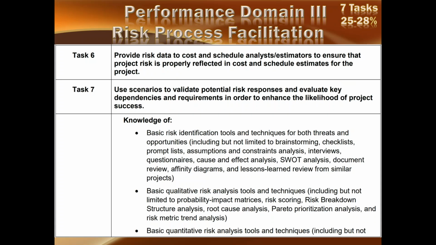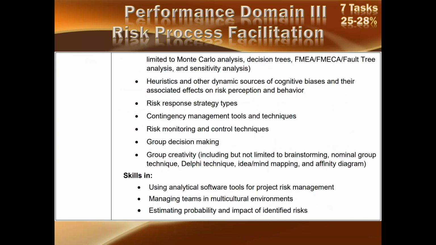Then we have basic quantitative risk analysis tools, which include the Monte Carlo, decision tree. Then we have the heuristics and other dynamic sources, risk response strategy types, contingency management tools and techniques, risk monitoring and control techniques, group decision making, group creativity, which include, as we said before, brainstorming, nominal group techniques, Delphi, idea mind mapping and affinity diagram, etc. So we'll talk about most of these things. If at all I miss out any one of these items, you can ask me, I can find it out and discuss it with you, or you can find it on your own.